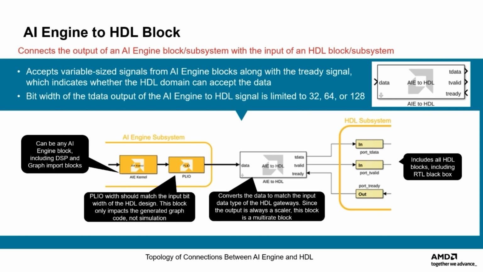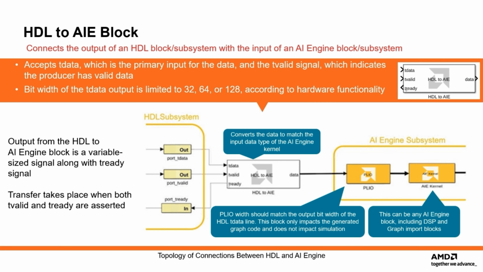The bit width of the T data output of the AIE to HDL signal is limited to 32, 64, or 128 according to hardware functionality. The HDL to AIE block connects the output of an HDL block or subsystem with the input of an AI engine block or subsystem. This block accepts T data, which is the primary input for the data, and the T valid signal, which indicates that the producer has valid data.